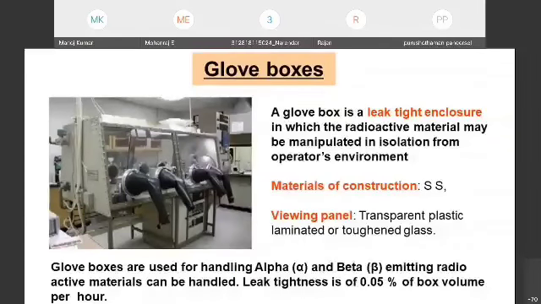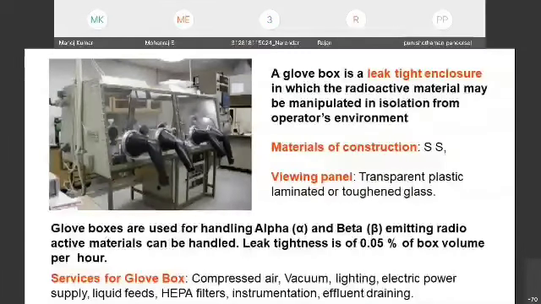Next is called glove boxes. This is a typical picture of a glove box. A glove box is a leak tight enclosure in which radioactive materials may be manipulated or handled in isolation from the operator's environment. So we'll have an SS enclosure. Generally, the leak tightness of a glove box is 0.05% of box volume per hour. The material of construction will be stainless steel. You have transparent laminated glass panels with gauntlets. These are radiation proof gauntlets. If somebody has to work inside, he can put his hand through these gauntlets and work.